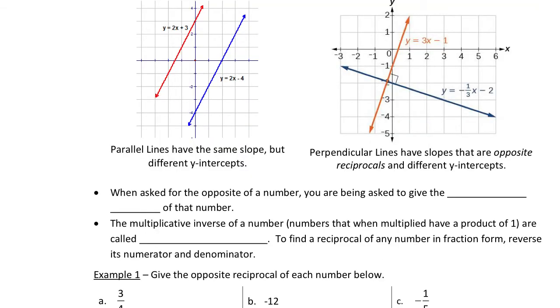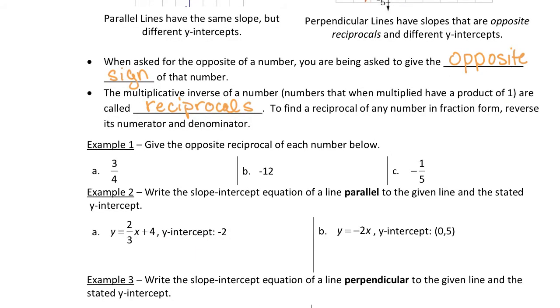Let's recap that. When asked for the opposite of a number, you are being asked to give the opposite sign of that number. The multiplicative inverse of a number, that's a mouthful. When you multiply those two numbers together, you'll always get a product of 1. So for example, 1/3 times 3 would give us a 1. But the easy way of saying that is we just flip over our fraction. The technical term for these kind of numbers is reciprocals. To find a reciprocal of any number in fraction form, reverse its numerator and denominator, or we just like to say flip it over.